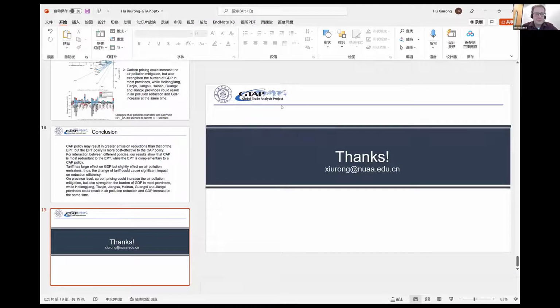Another rich set of results and policy insights. I particularly liked your visualization of how the presence of one policy affects the efficiency of another policy. I really like that. Might have to steal that. So do we have any questions for Xiurong?